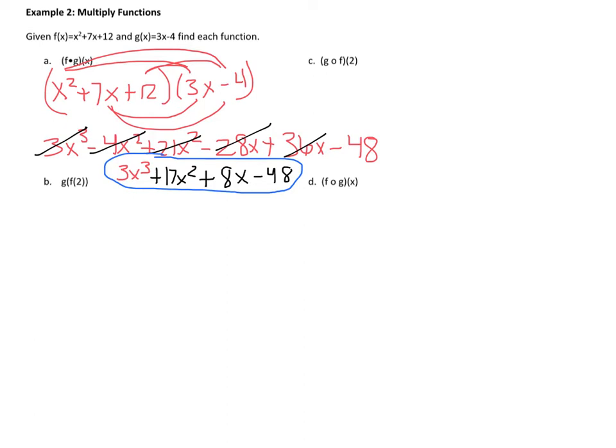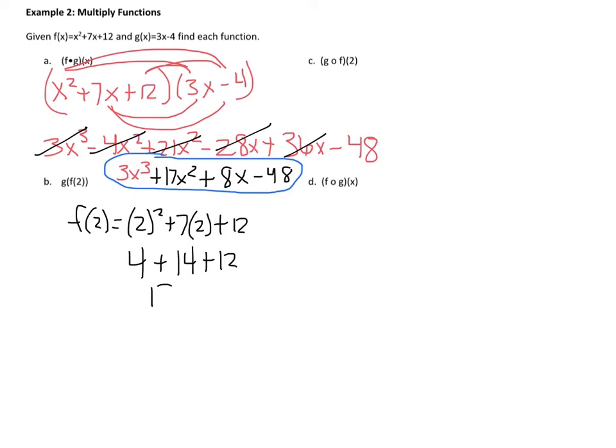In example B, since the f of 2 is in parentheses, we need to take care of that first. So when we take care of that, we're going to find f of 2, which is going to be 2 squared plus 7 times 2 plus 12. So we're going to end up with 4 plus 14 plus 12, which will be 18 plus 12, which is 30. So now that I've found 30, we can rewrite this as g of 30, which means I'm going to be plugging in 30 for our g of x function.